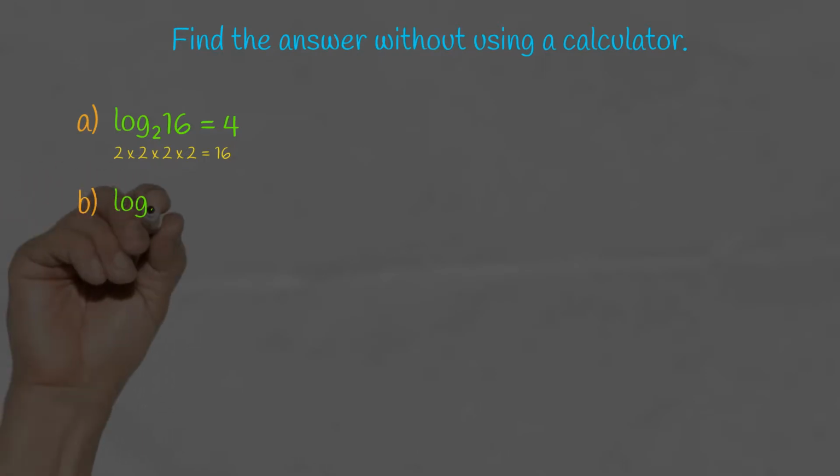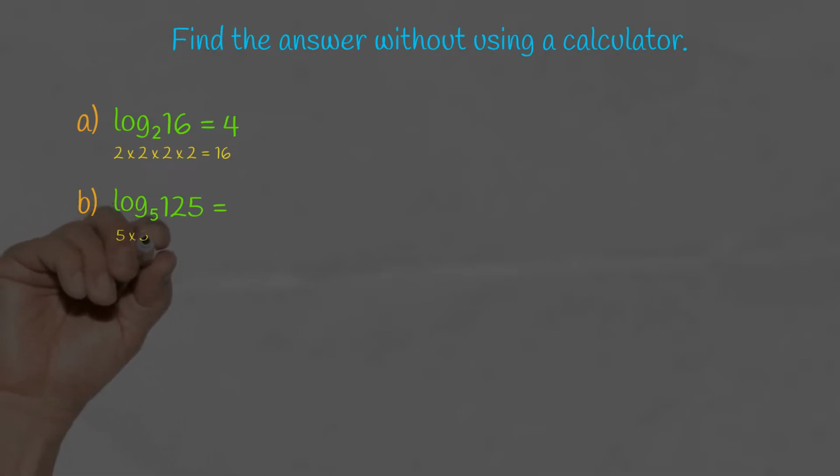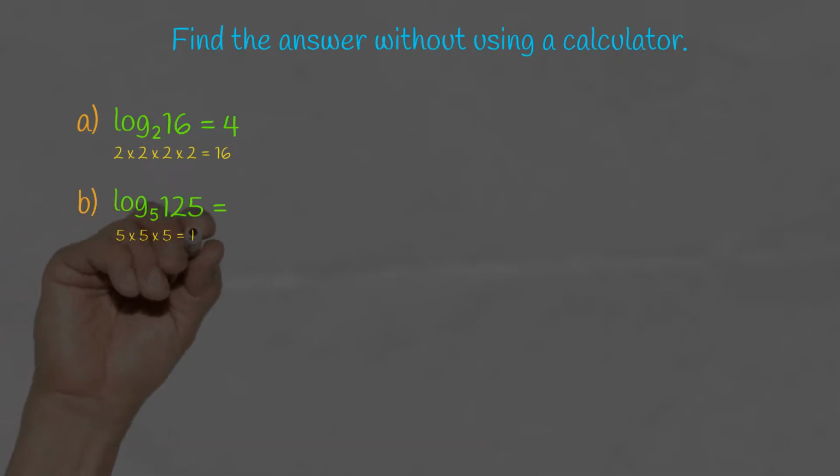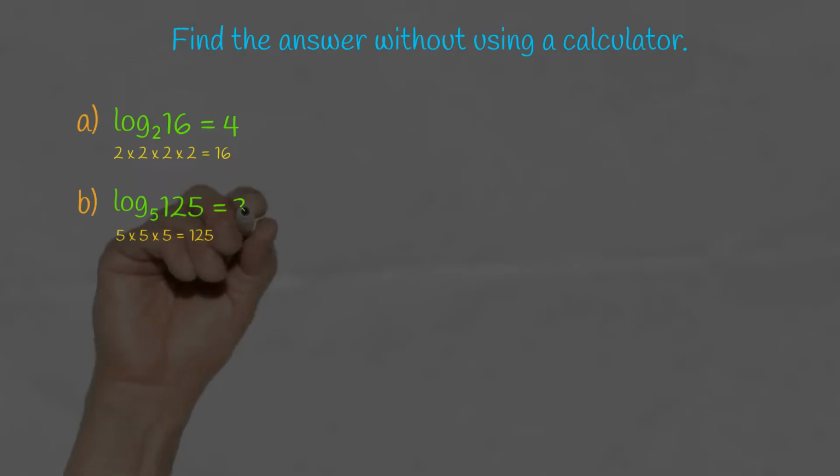Next is log to base 5 of 125. So how many times do we have to times 5 by itself, as 5 is the base, to get to 125? Well, 5 by 5 is 25, and times by 5 again is 125. So we've multiplied 5 3 times to get to 125. So our answer to this problem is 3.